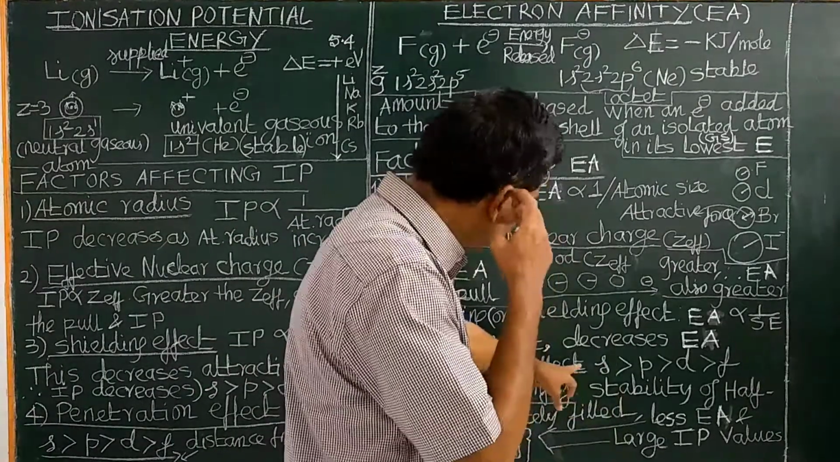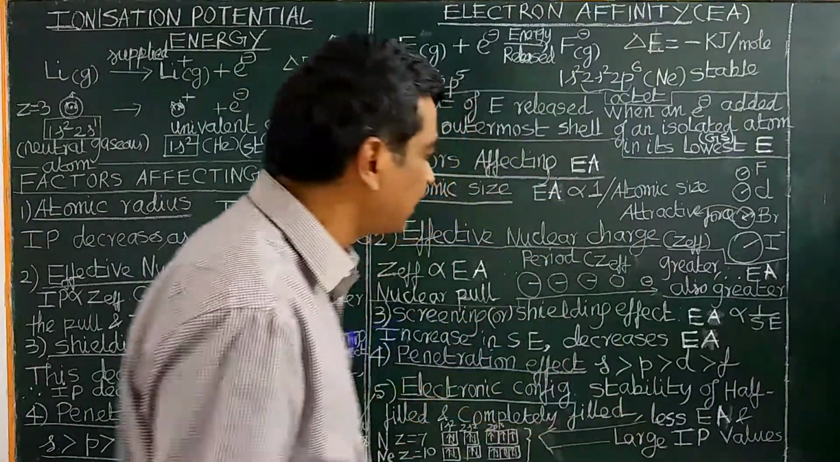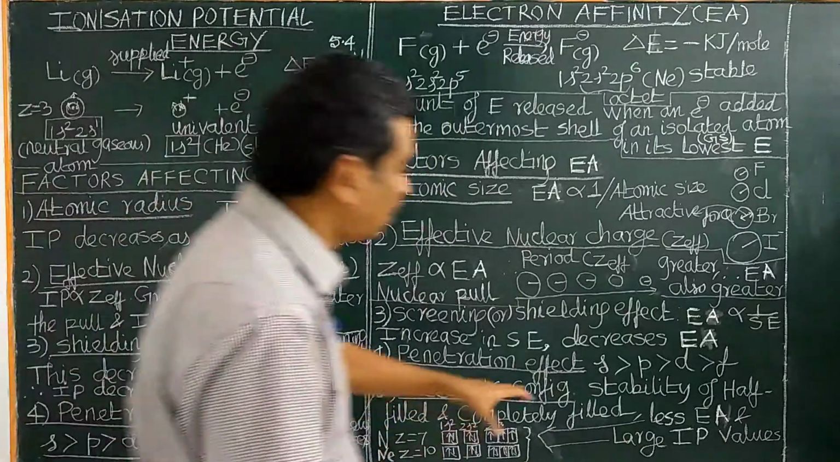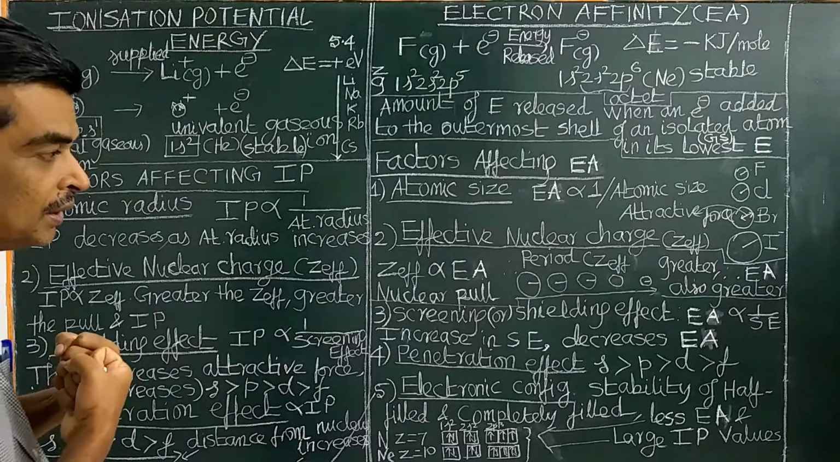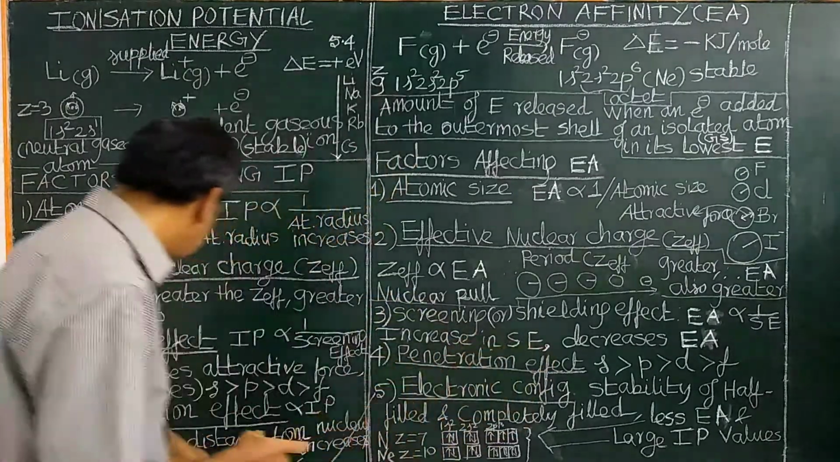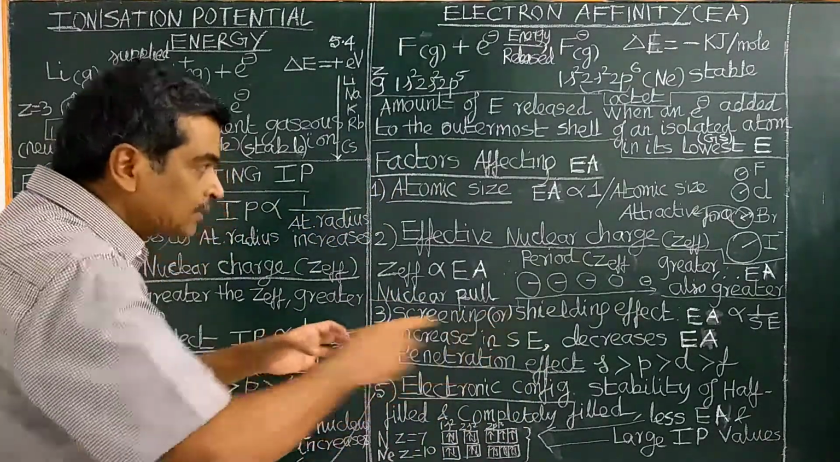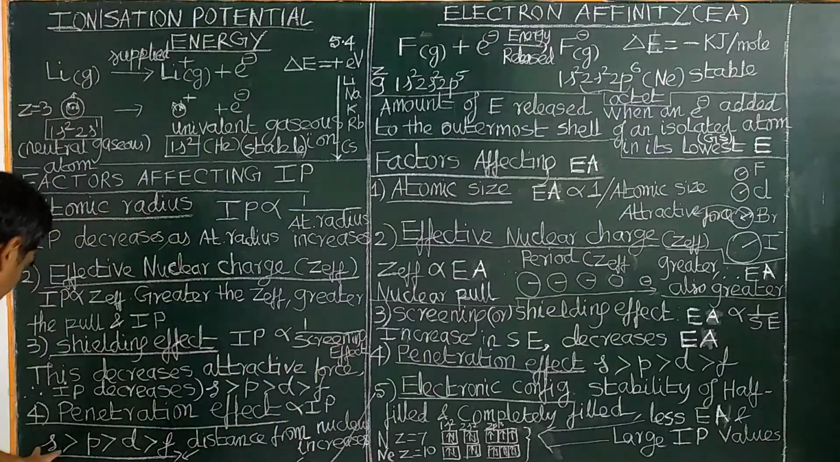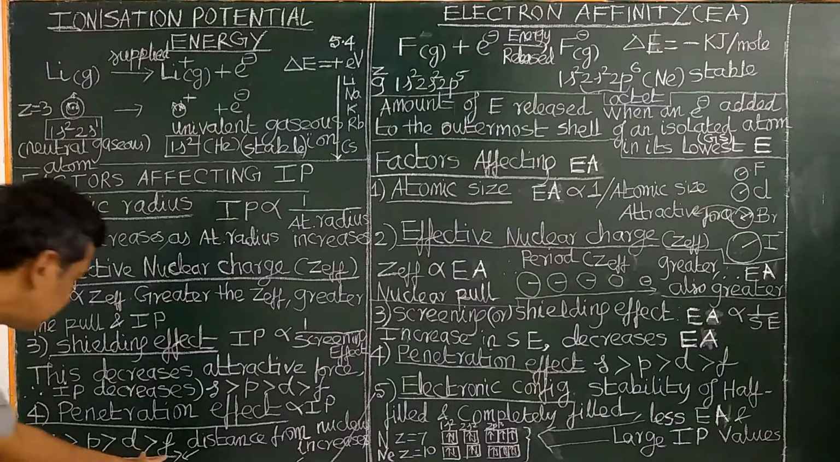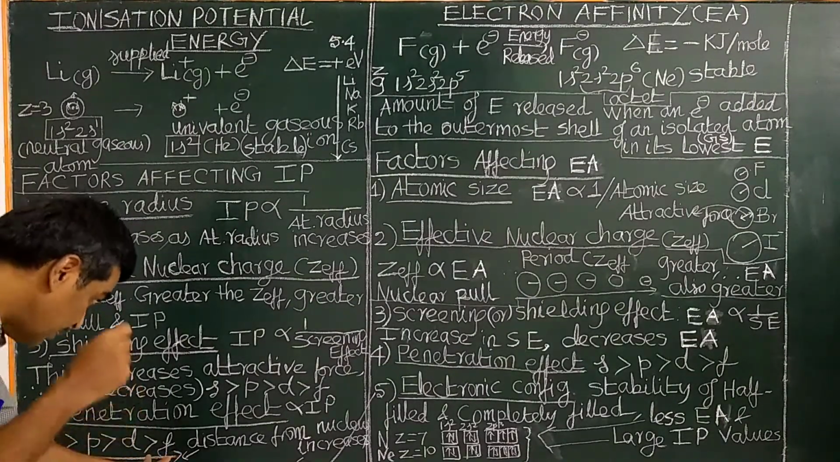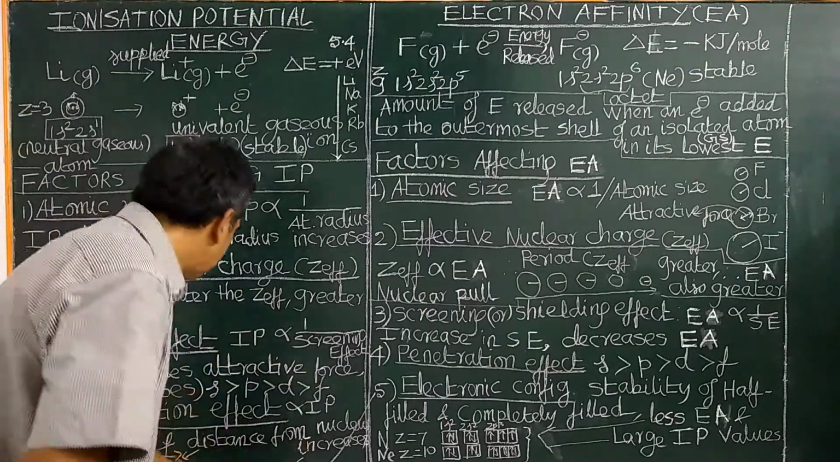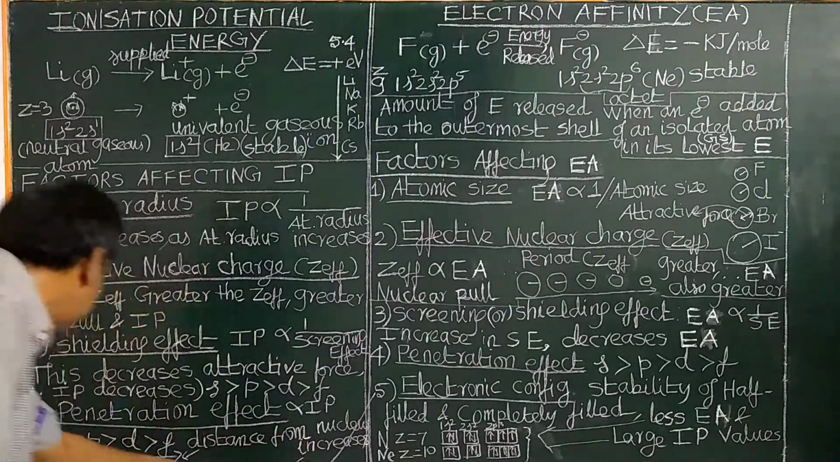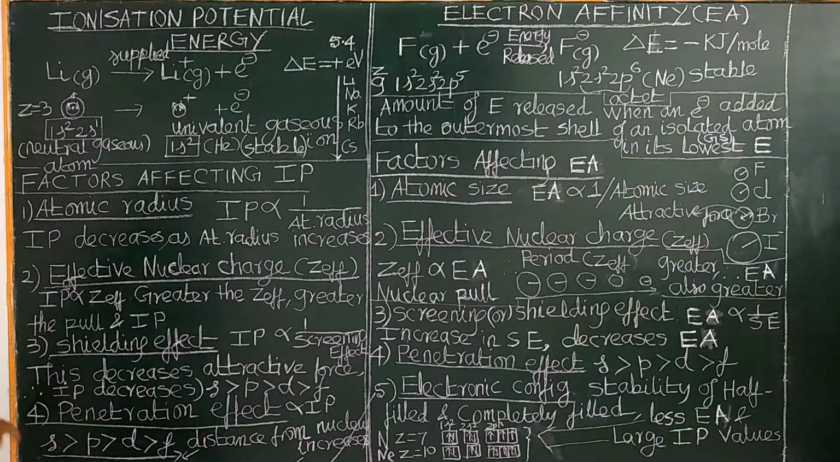Similarly, electron affinity is greater because if the added electron goes to the s orbital, it will be strongly attracted, since the distance between the nucleus and the s orbital electron is less, whereas the distance between the nucleus and the f orbital electron is large. So distance from the nucleus increases in this order, and penetration effect decreases in this order.